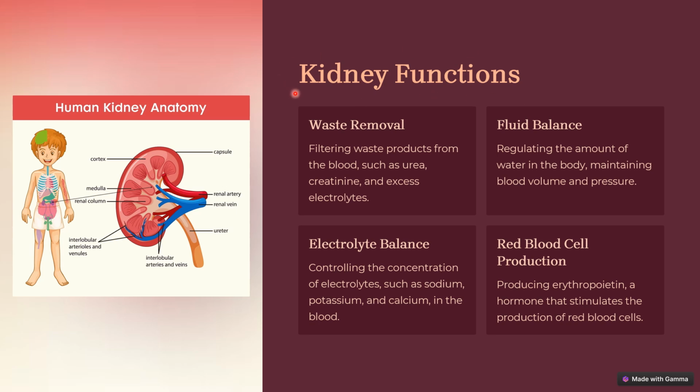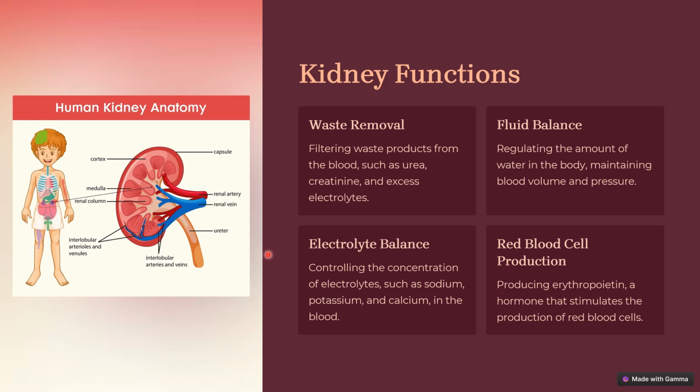We'll see kidney's functions. So very first function is waste removal. It is responsible for filtering the waste products from the blood such as urea, creatinine and excess electrolytes. So it basically purifies the blood, removes the waste like urea, creatinine and excess electrolytes. Next, fluid balance. So it regulates the amount of water in the body. How much water your body requires, that is the function of kidney. So it regulates the amount of water in the body, maintaining the blood volume and its pressure. Very important. Volume and pressure.